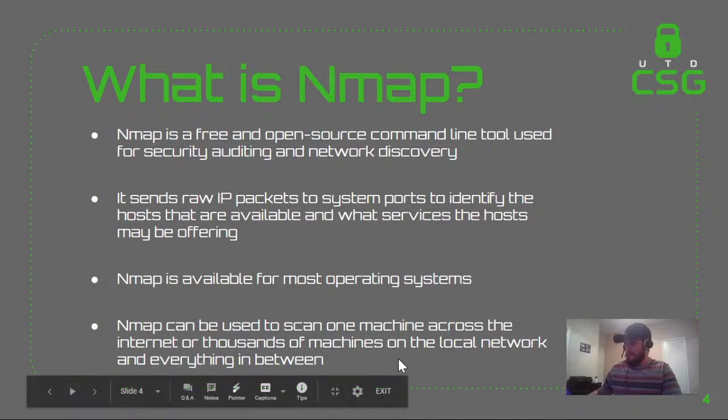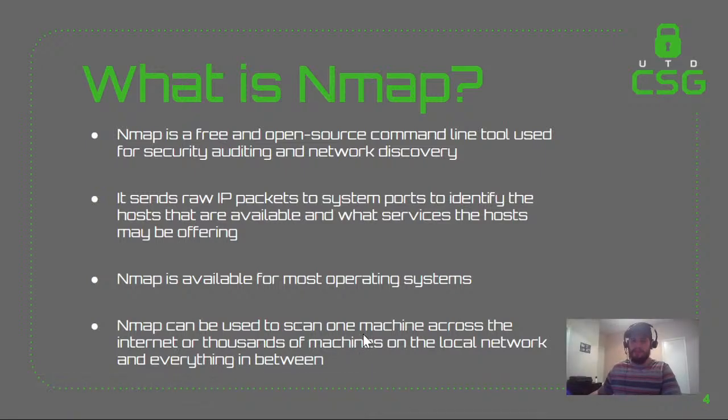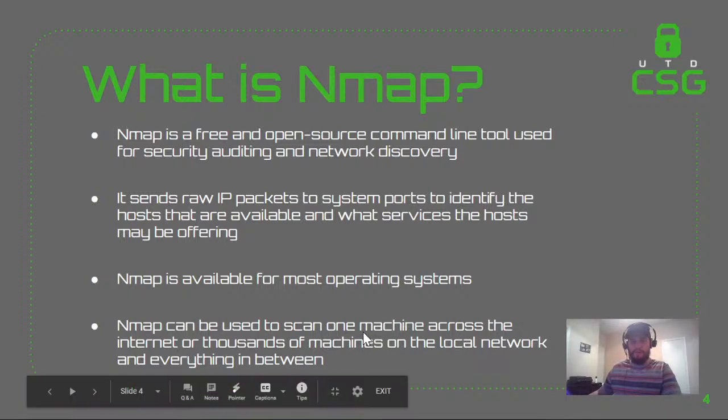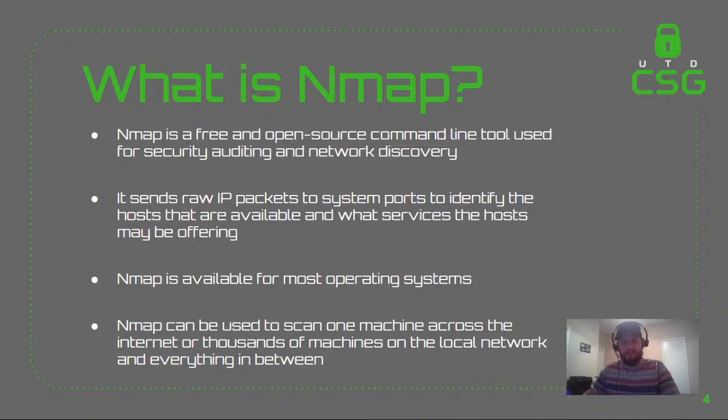Nmap can be used to scan one machine across the internet or thousands of machines on the local network and everything in between. So what that means is Nmap is just really scalable. You can use it on one machine across the internet, or you can use it on 10, 20, 100, 100,000 on a local network. Yeah, just really scalable. And kind of a fun little fact, Nmap was actually featured in The Matrix Reloaded, Die Hard 4, The Girl with the Dragon Tattoo, and The Bourne Ultimatum. So if you've seen any of those movies, you might have heard about Nmap.